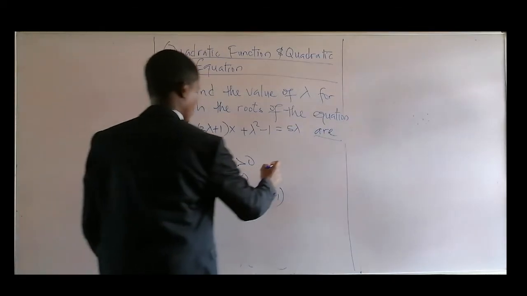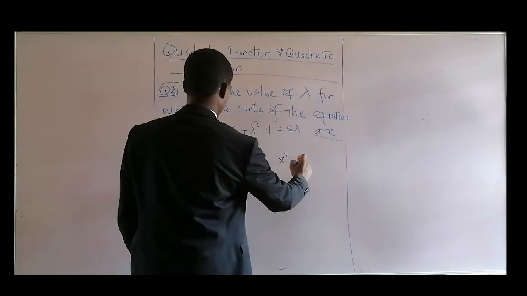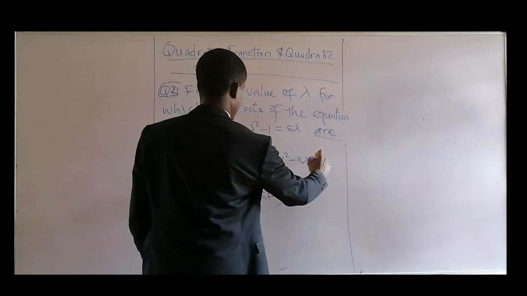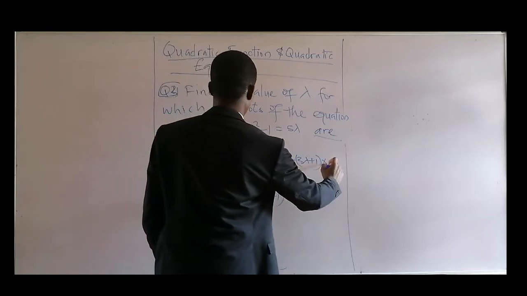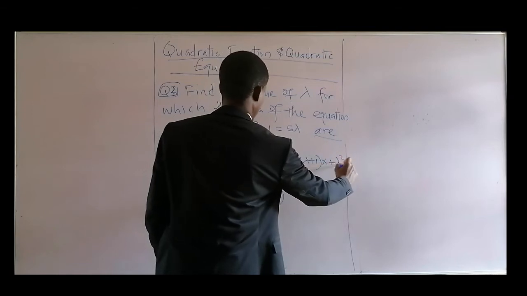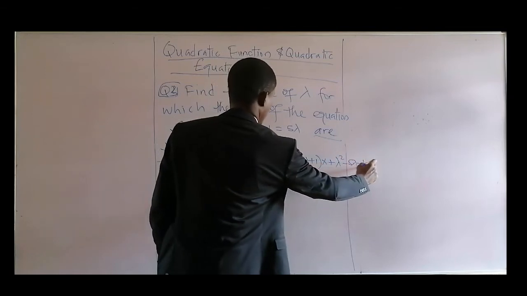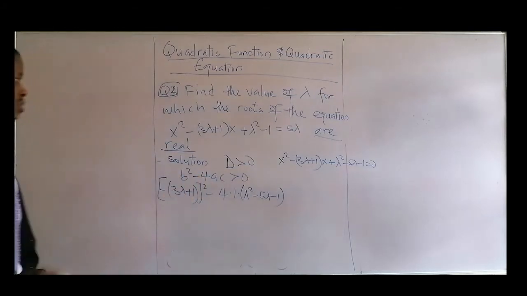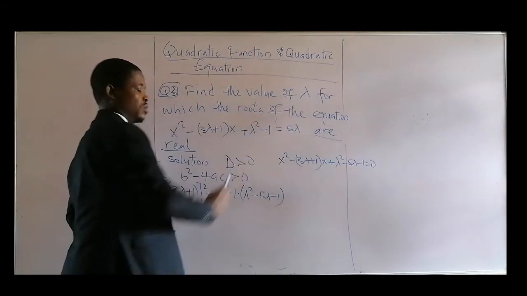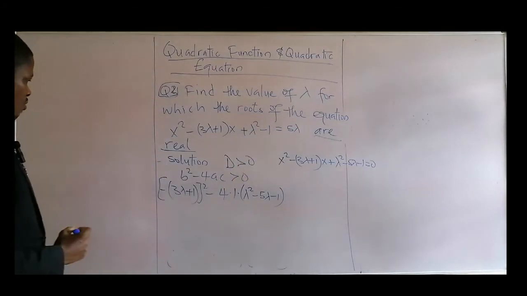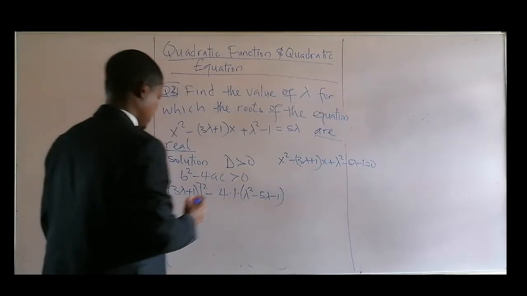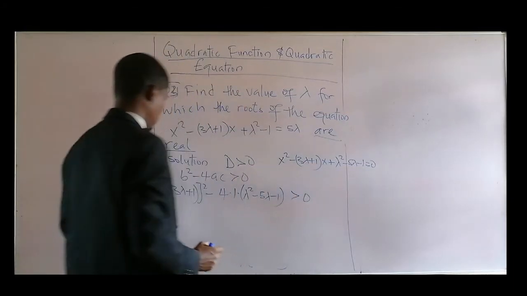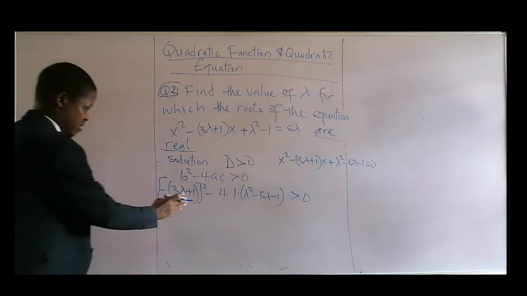That's my c, because the equation must be equal to 0. So what we did is x squared minus (3 lambda plus 1)x, plus lambda squared minus 5 lambda minus 1 equal to 0. The equation must be equal to 0, so you have to bring this one to the left hand side. So that's our c for b squared minus 4ac greater than 0. Okay, so let's expand this.